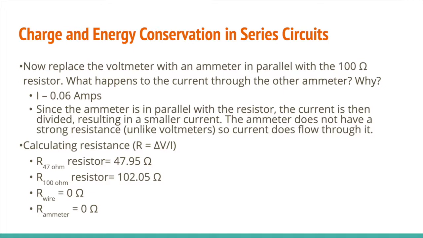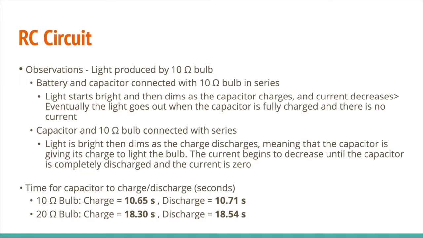For the next part, I had to calculate the resistance at several different instances. I found R of the 47 ohm resistor to be 47.95, R of the 100 ohm resistor to be 102.05, R of the wire to be 0, and R of the ammeter to also be 0. For the next part of the lab, I observed an RC circuit. My observations were as follows.